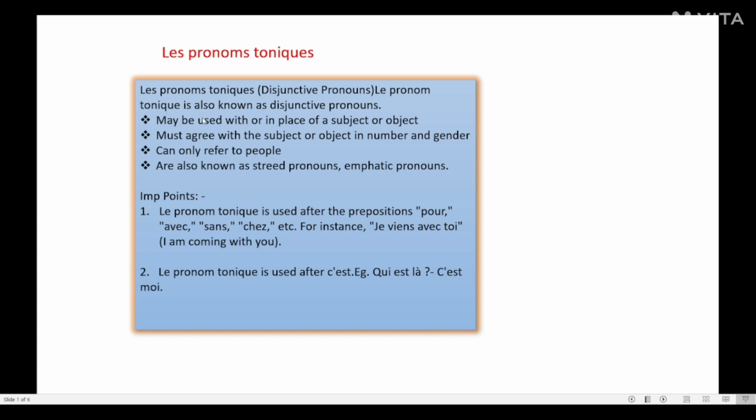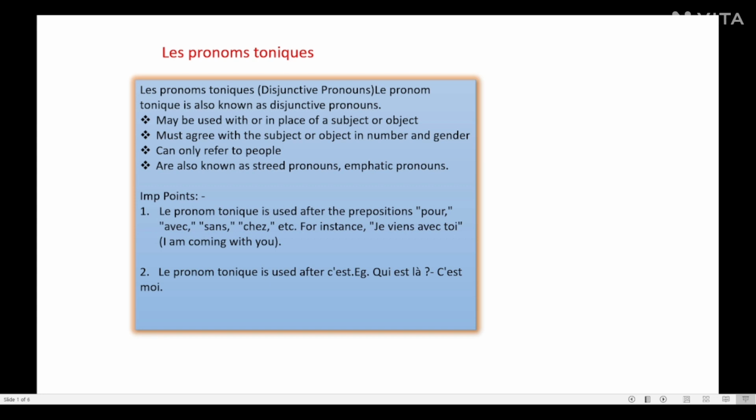So, where can we use this pronoun tonic? It may be used in the place of subject or object. And we must agree with the subject or object in number and gender. This is very important. We can use this pronom tonique to refer only to people. It is also known as a stressed pronoun or emphatic pronoun.